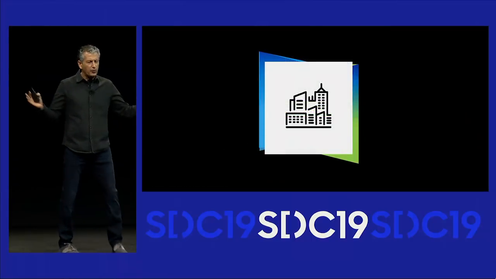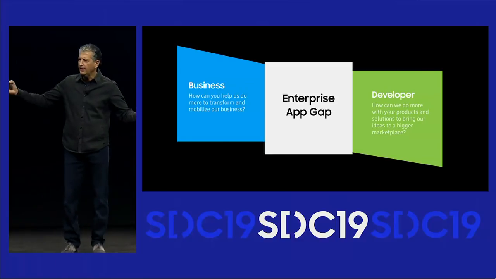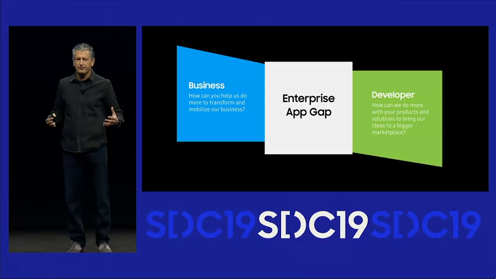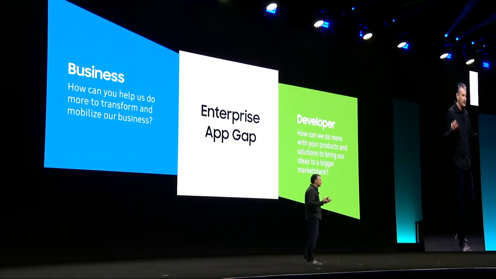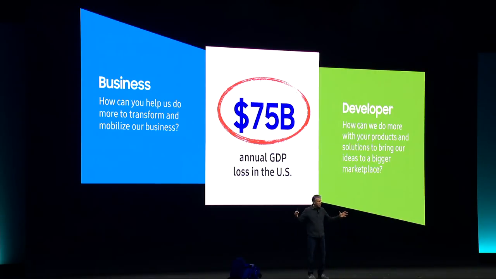So when we put together the input, the advice that we get from our customers, both large enterprises on one side and our developers, we see that there's a gap. And we need to connect this gap together to make this market explode and grow even further. In fact, we put a number on this gap. If we manage to bring developers and enterprises together effectively, we can create $75 billion of shareholder value in the US. $75 billion is a lot of money. That's three or four different unicorns going public every year in the US. So the question is, how do we do this?